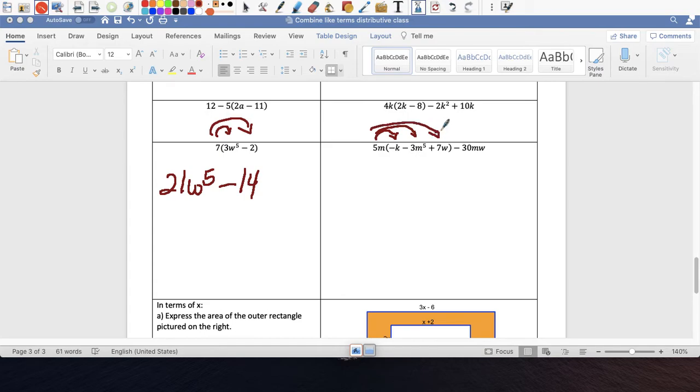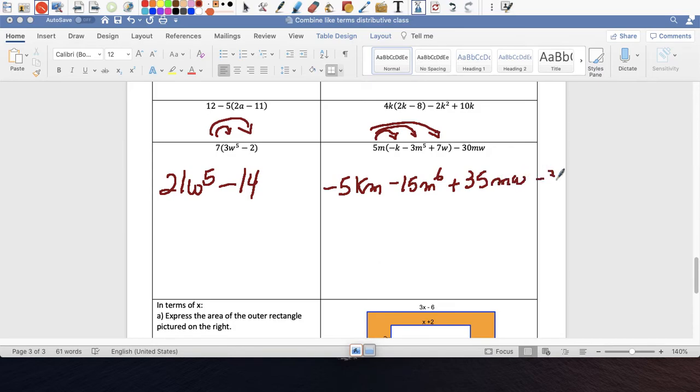This one, it's going to distribute 3 times. Positive and negative is a negative, 5km. And then 5m times negative 3m5 is going to be negative 15. M times m5 is m6. And then 5m times plus 7w is going to be positive 35mw.